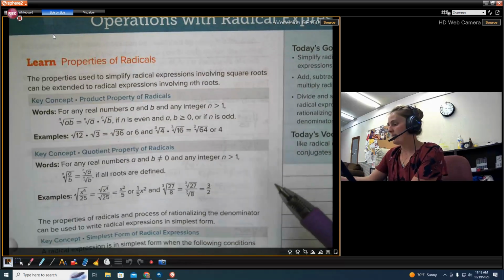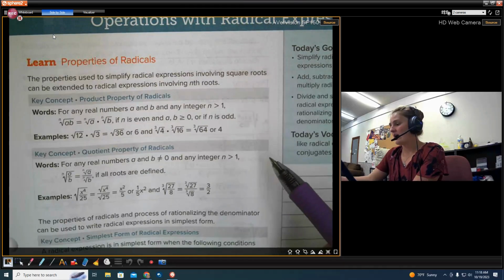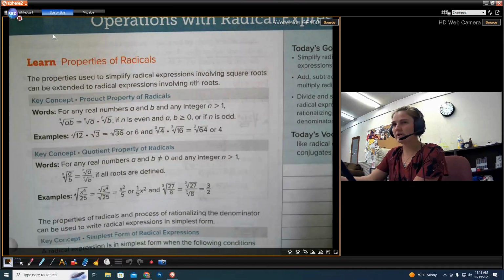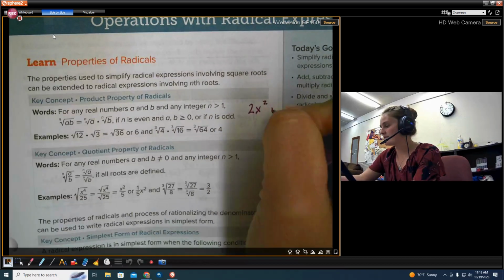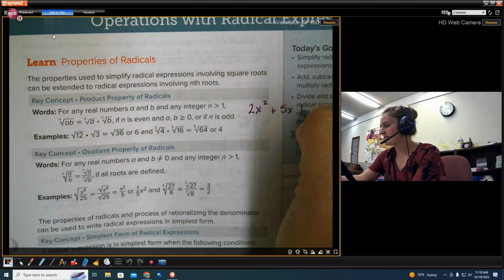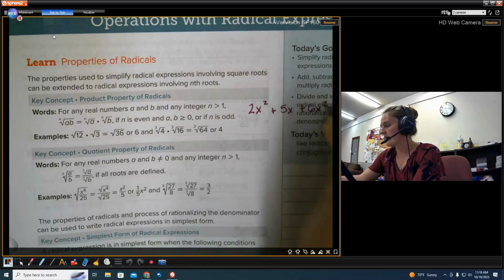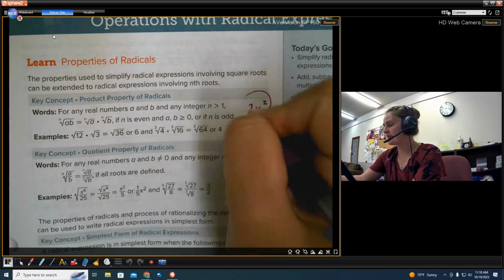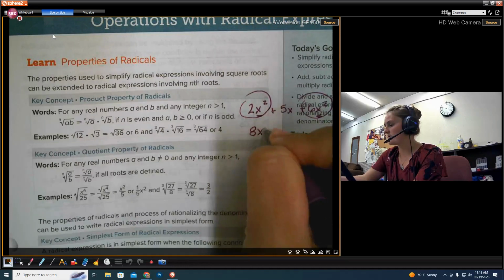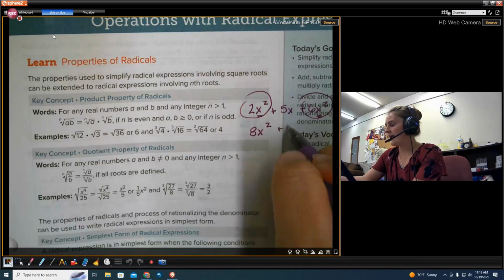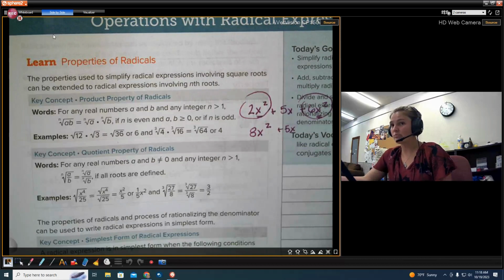So we are talking about how math with radicals is very similar to adding like terms. If I had 2x squared plus 5x plus 6x squared, I could only add my x squareds together because they are the same type of term, and I would just add my two front numbers together. So 8x squared. And again, they're similar because you can actually rewrite your radicals as exponents.